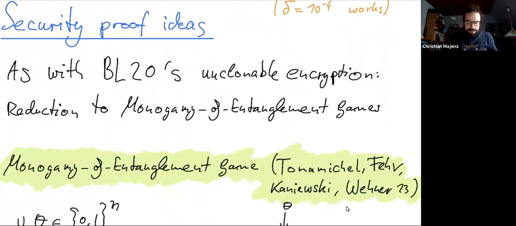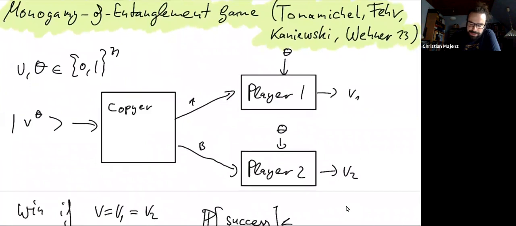So similar to Broadbent and Lord's unclonable encryption scheme, what we do is we reduce the security of the scheme to so-called monogamy of entanglement games. So what is that? This is a kind of game that was introduced by Tomamichel, Fehr, Kaniewski, and Wehner in 2013. And it's a way to gamify the unclonability, or the no-cloning property, of BB84 states.